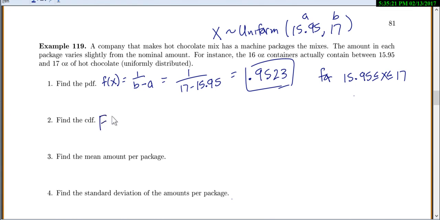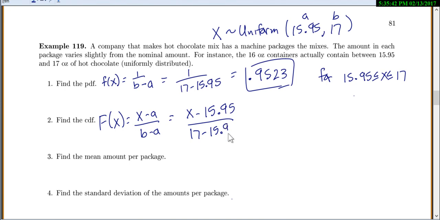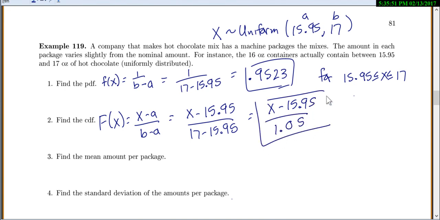Now find our CDF. Normally, to find your CDF, you have to integrate your PDF. But we found a formula that works every time. It's just x minus a over b minus a. So in our case, we'll do x minus a, which is 15.95, over b minus a, so the 17 minus 15.95. And we can simplify this to x minus 15.95 over 1.05. So that's our CDF. Again, you always put on your bounds.